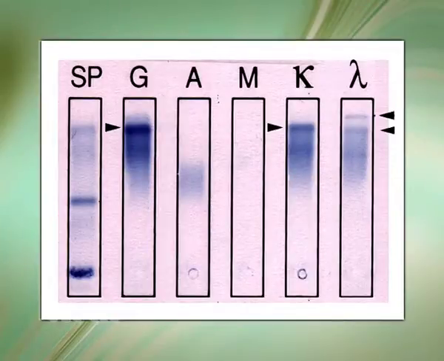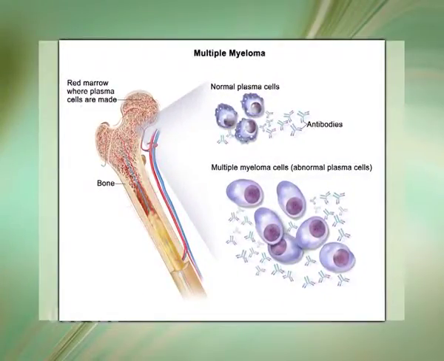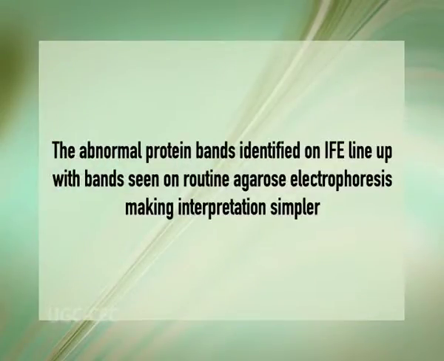Number three, immunofixation electrophoresis is preferred over immunoelectrophoresis because of its greater sensitivity and simpler interpretation characteristics. Number four, immunofixation electrophoresis is largely used in medical or clinical laboratories for identifying abnormal monoclonal immunoglobulins associated with diseases of lymphocytes such as multiple myeloma. Number five, the abnormal protein bands identified on immunofixation electrophoresis line up with bands seen on routine agarose electrophoresis, making interpretation simpler.